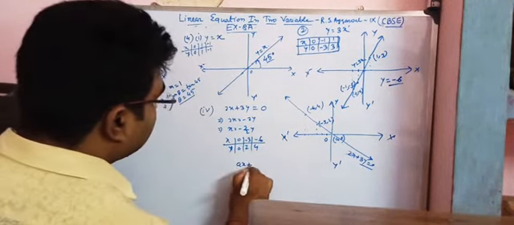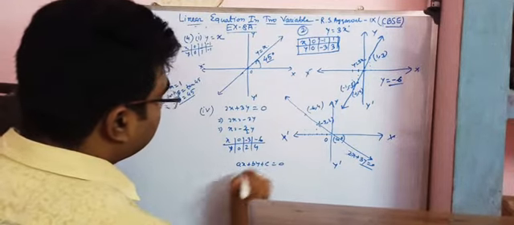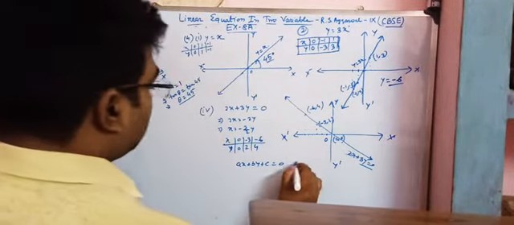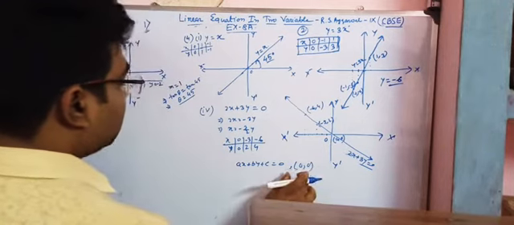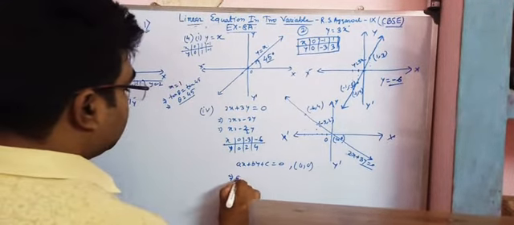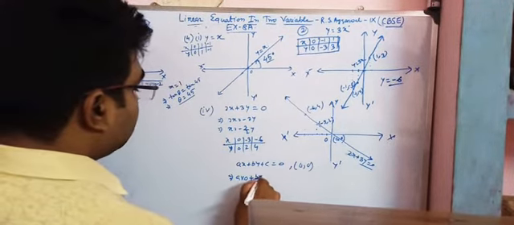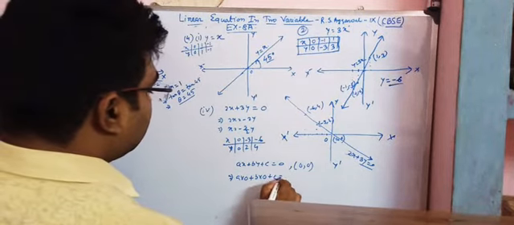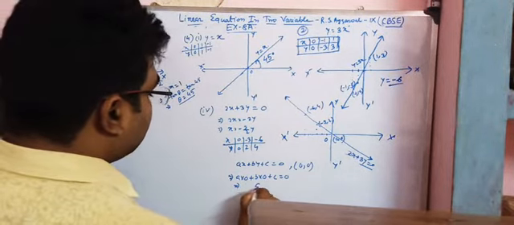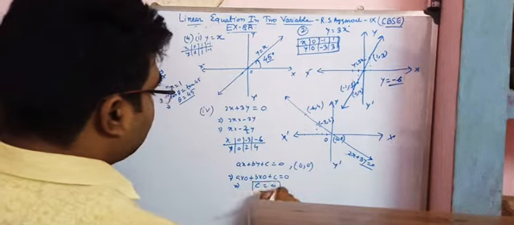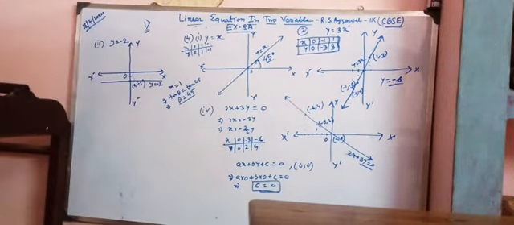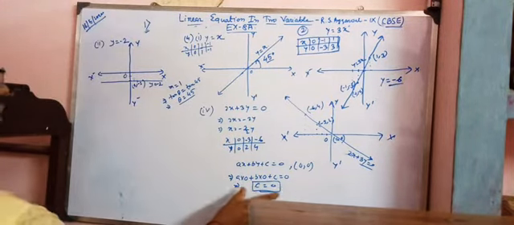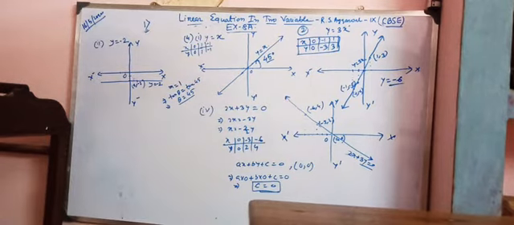Suppose we take ax plus by plus c is equal to 0. Now we know the origin is 0, 0. We put these values over here. So a multiplied by 0 plus b multiplied by 0, that implies c is equal to 0. Here we get c is equal to 0. So a straight line passing through 0, 0 gives us that the constant term of the straight line is 0.